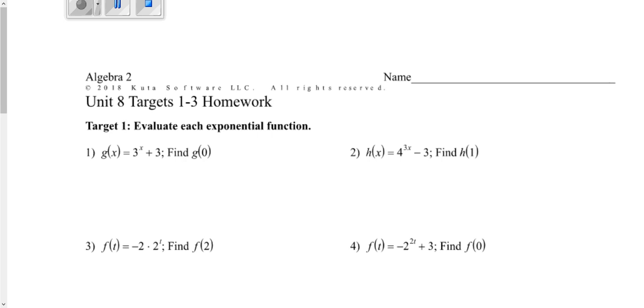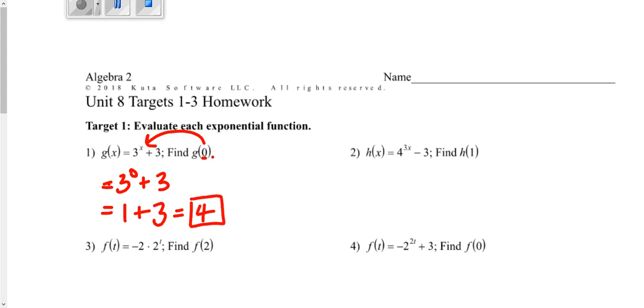So target 1, we're evaluating an exponential function. We're going to take the number in parentheses and plug it in for x. I'm going to do this without a calculator to the best of my ability, but you can use a calculator though. So 3 to the 0 power plus 3. 3 to the 0 power is 1, plus 3 is 4.